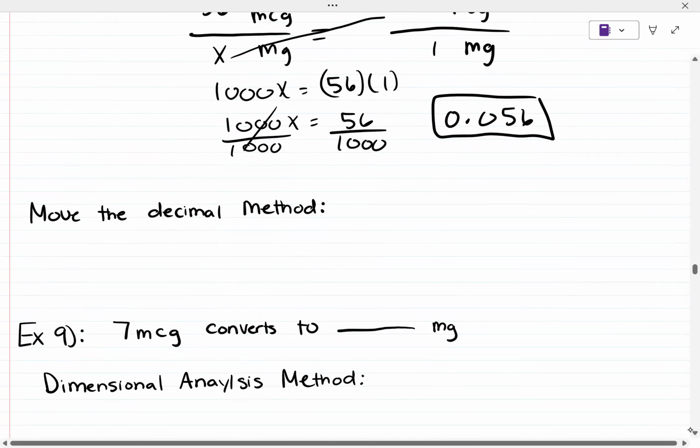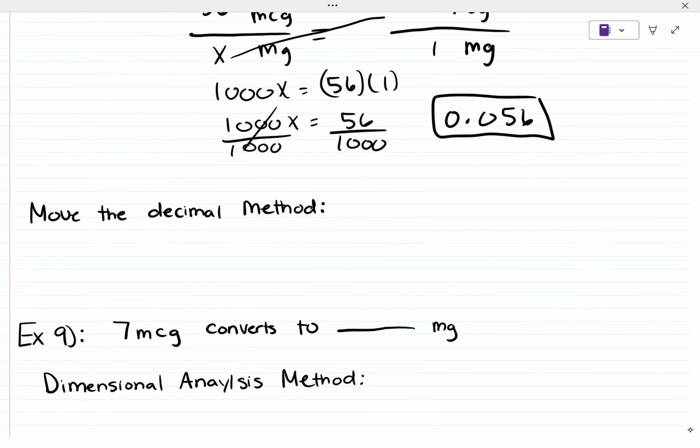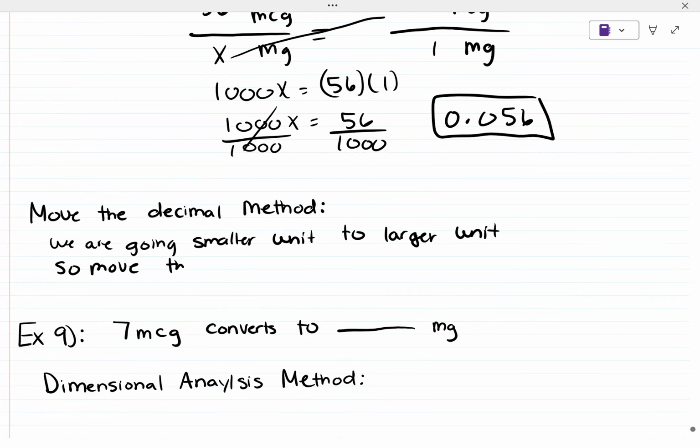Okay, move the decimal method. So what are we doing? We are going from a smaller unit to a larger unit, right? So you're going to move the decimal 3 units to the left.